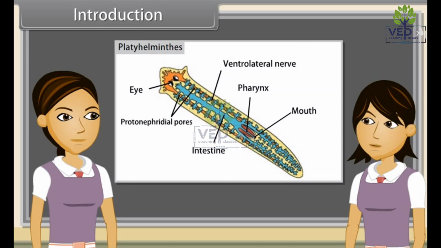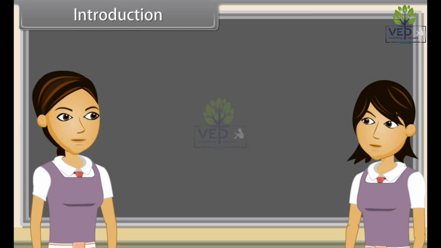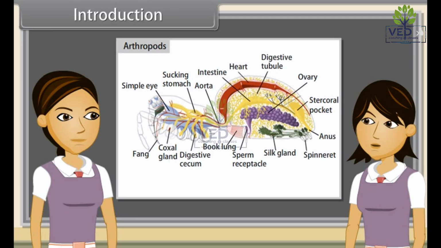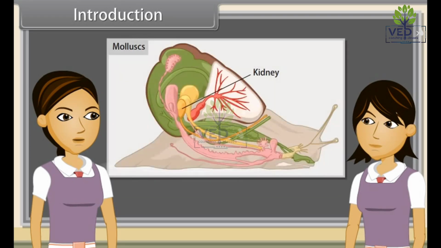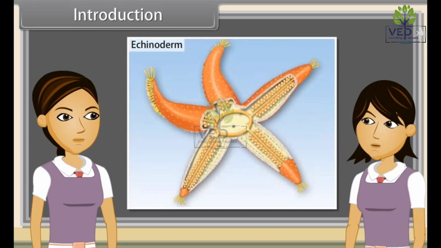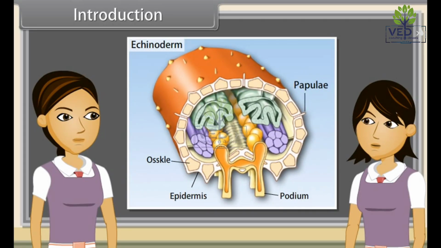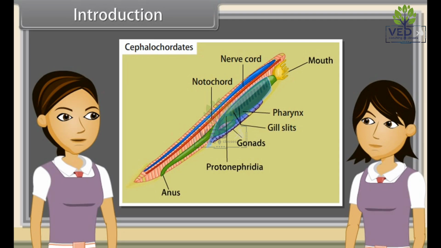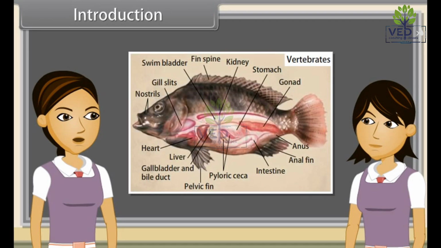In platyhelminthes, excretory organs are protonephridia or flame cells, while in annelids, it is nephridia. In arthropods, excretory organs are coxal glands, antennary or green glands, and Malpighian tubules, while in molluscs, it is kidneys. Similarly, in echinoderms, excretory organs are dermal papillae, while in urochordates, it is the neural gland, and in cephalochordates, it is protonephridia. In vertebrates, excretory organs are one pair of kidneys.